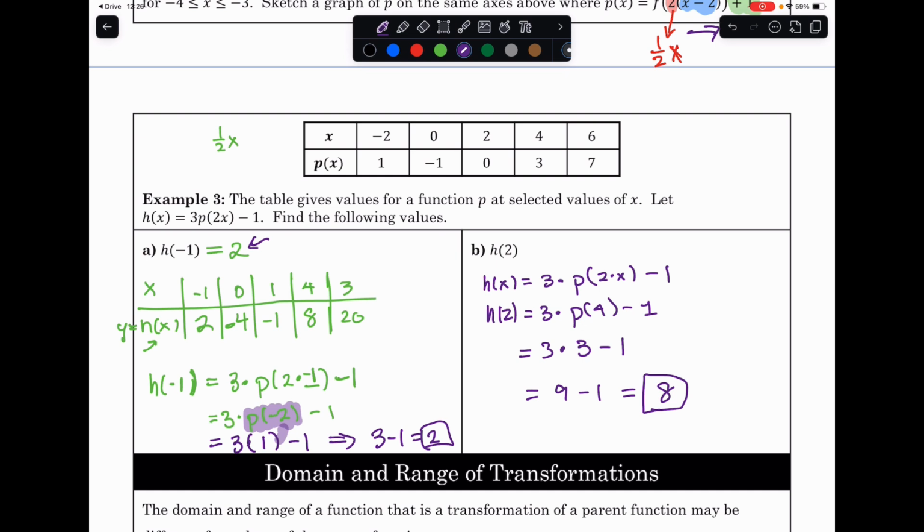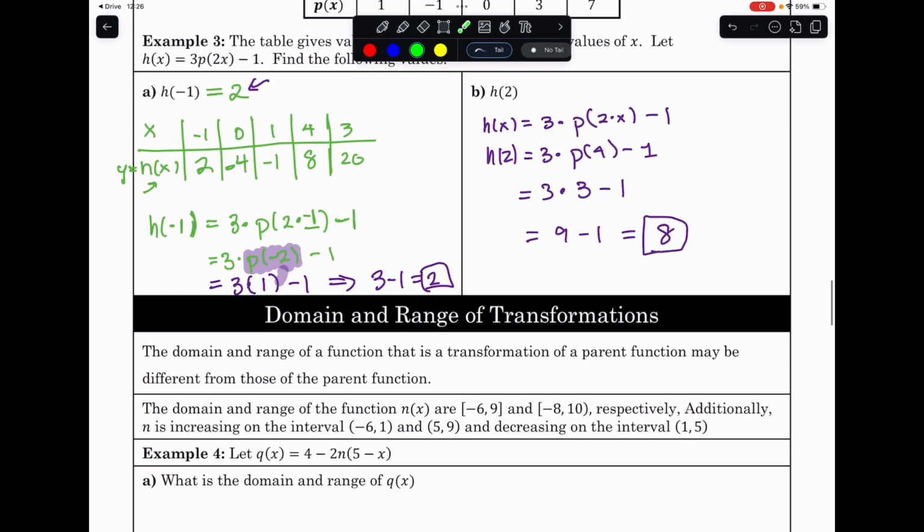And to me, I find that a lot easier and more convenient than having to create this new table by performing the set operations and then finding what the y value is at that given value that they want here.